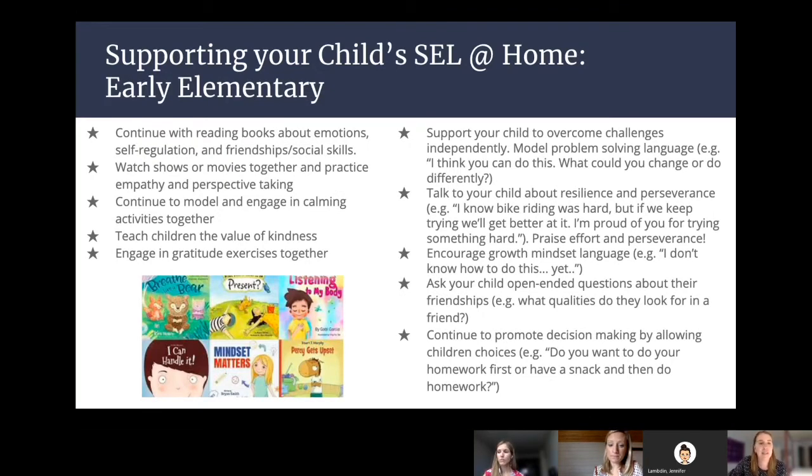So as kids transition to early elementary school, you'll notice that some of these strategies may be similar, but built upon a little bit as kids advance. Of course, continuing with reading books about emotions, self-regulation, and friendship and social skills continues to be important. There are so many reading lists that suggest books by specific SEL skill, like empathy or decision making, perspective taking. And there is a link at the end of this presentation for an example of the Second Step reading list that includes some of these books by developmental level.